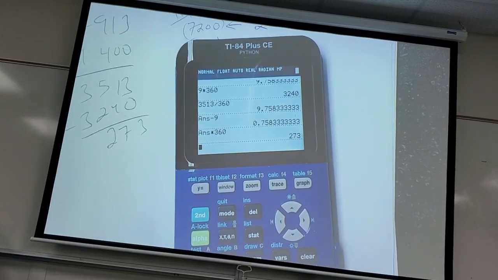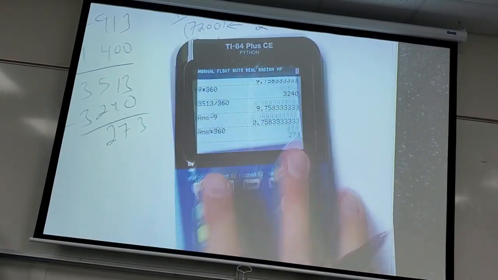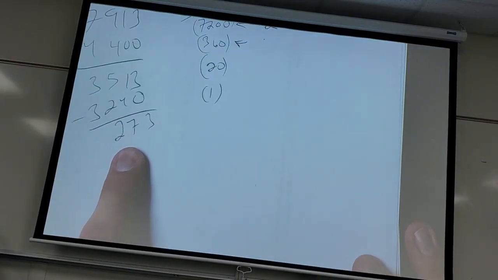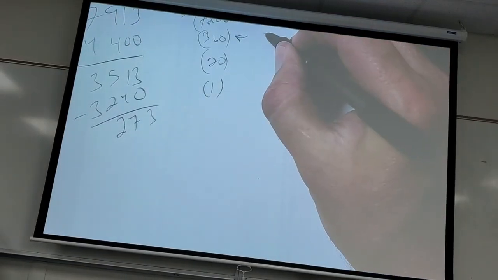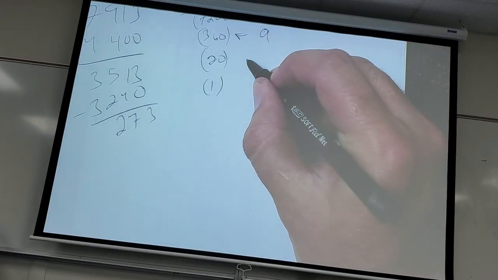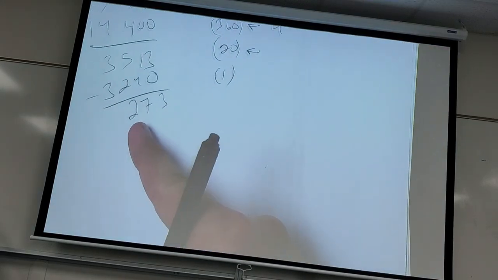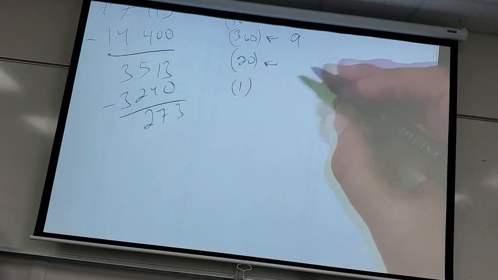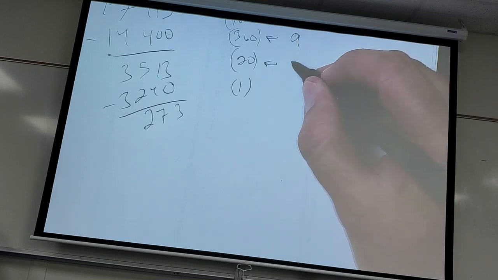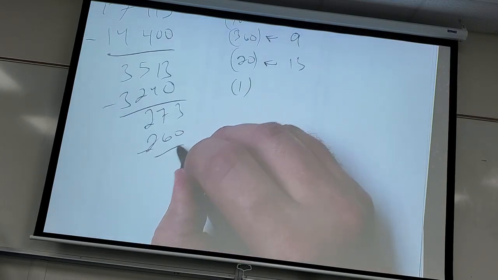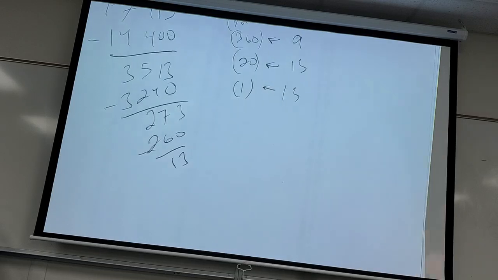You guys with me? So again, you never have to do that, ever. I got the 273 the other way. So what was that? That was 9 of these, right? So how many 20s do I need? 13. Good, because that would be 260, that leaves me at 13, so I need 13 of these also, is that cool?